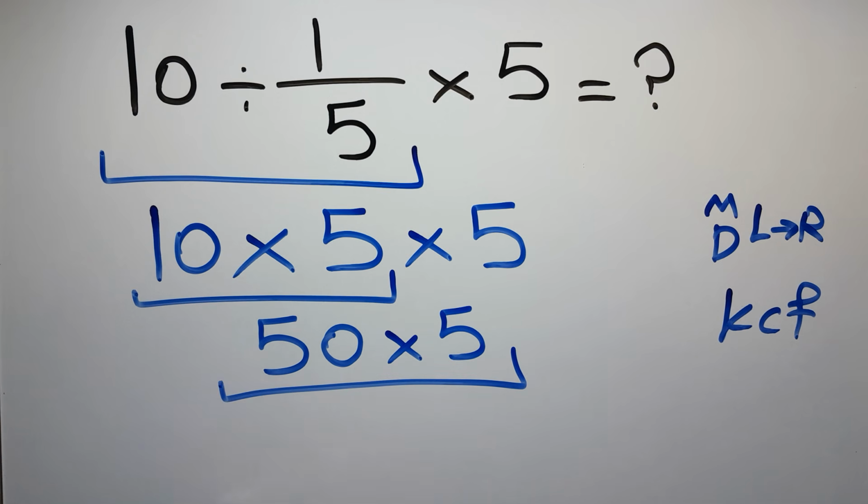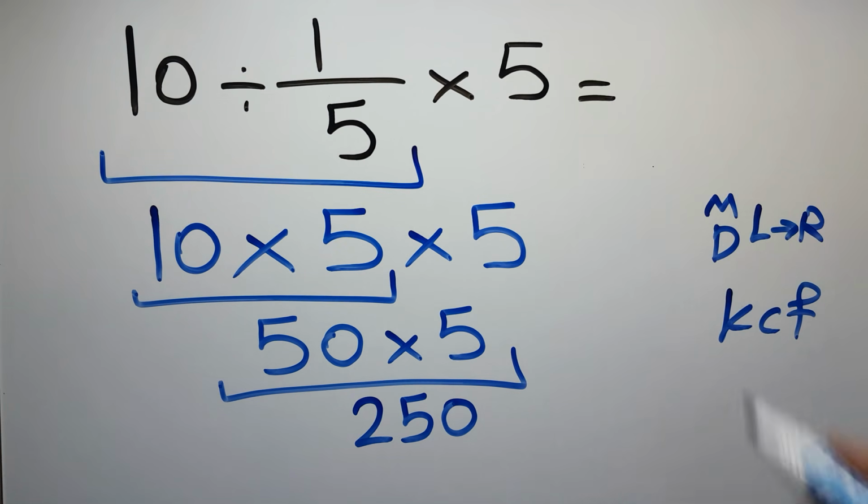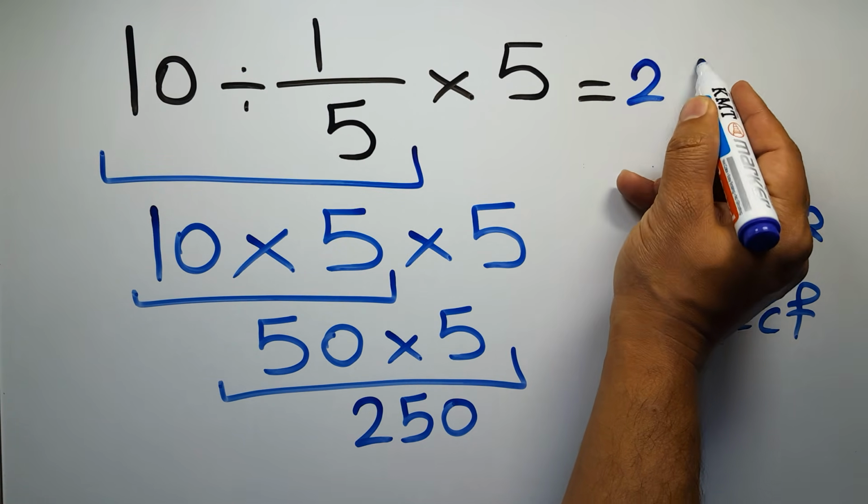Okay? 5 times 0 equals 0. And 5 times 5 gives us 25. So we have 250. And this is our final answer to this problem. The correct answer is 250.